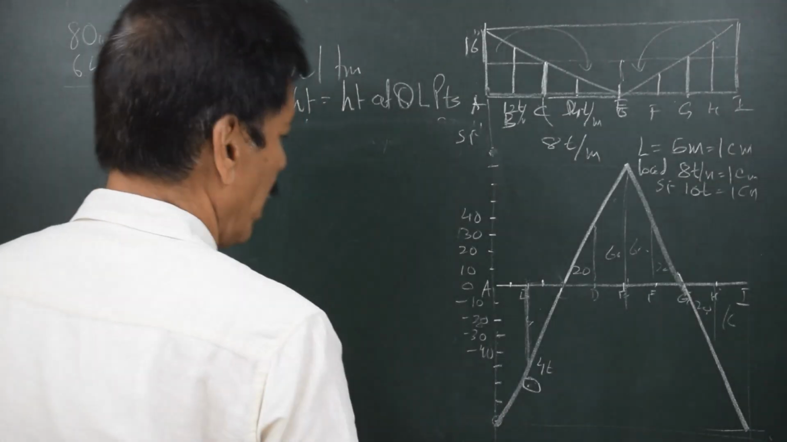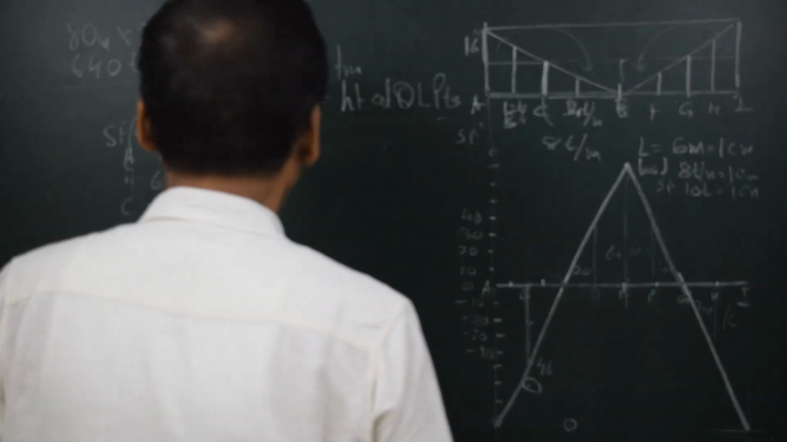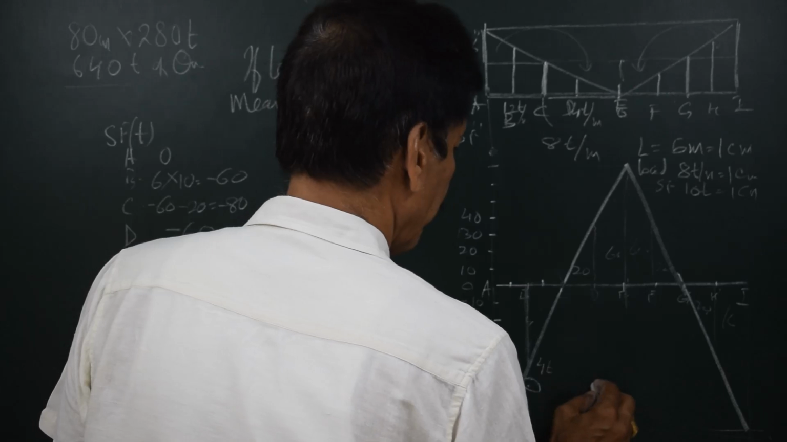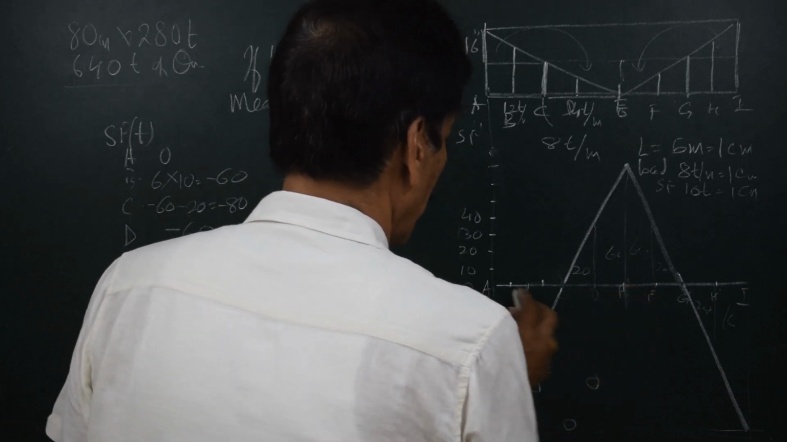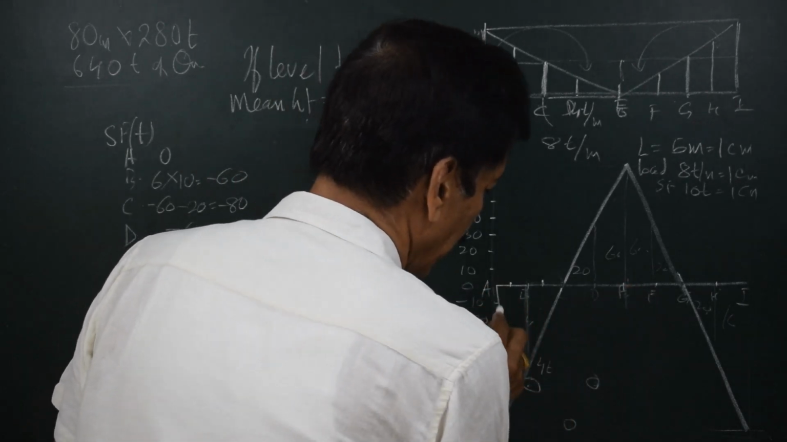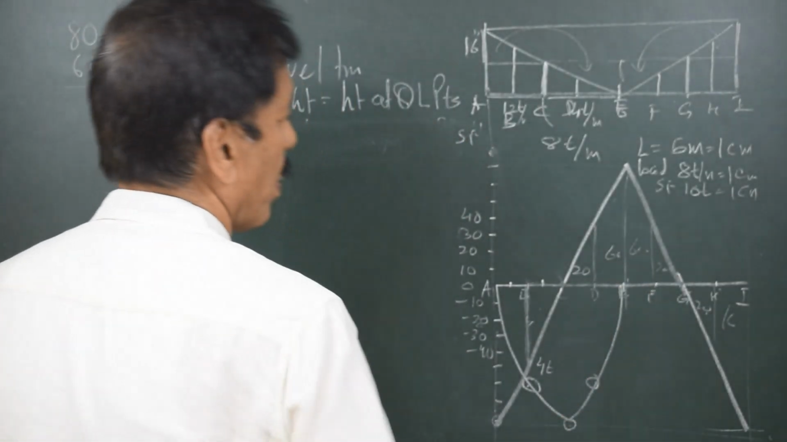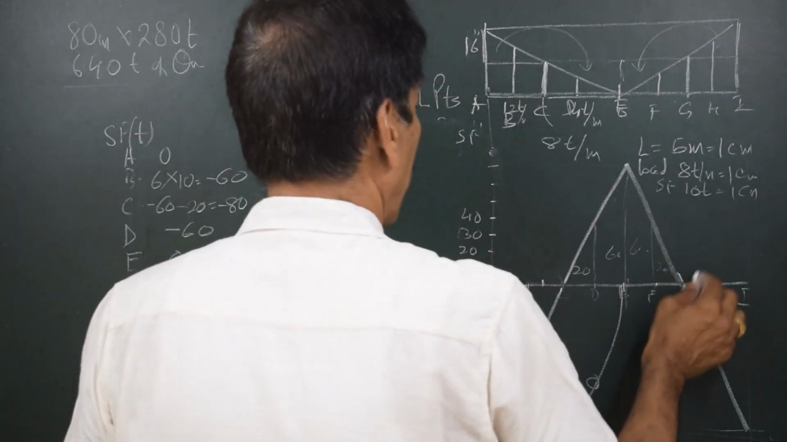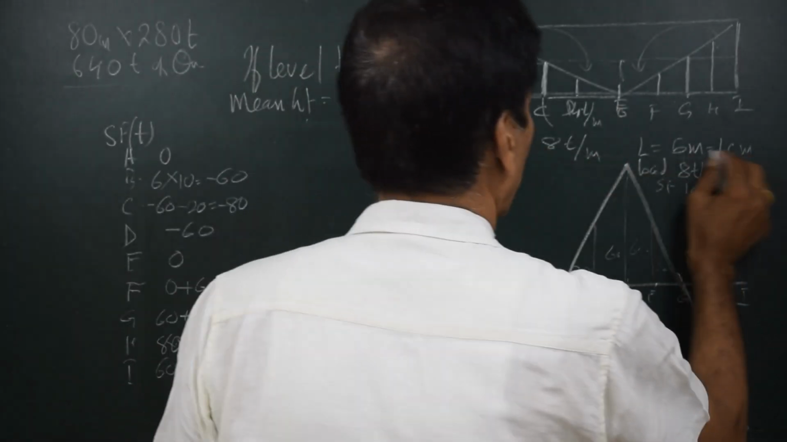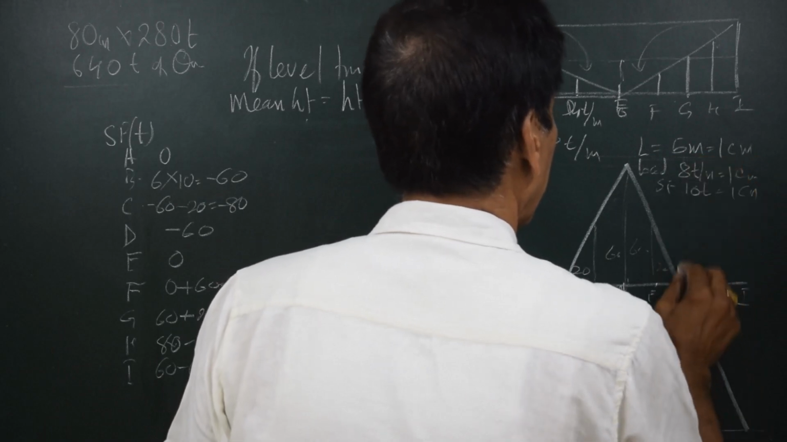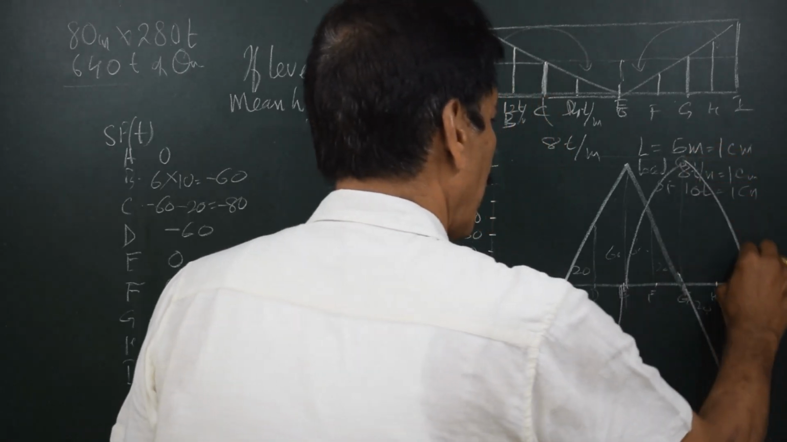for B, and for C it is minus 80, and at D it is once again minus 60, and at E it is 0. So the SF curve goes this way, and similarly on the other side the maximum value of SF is going to be 80, 10, 20, 30, 40, 50, 60, 70, 80 over here, and we are going to have a similar curve on this side also.